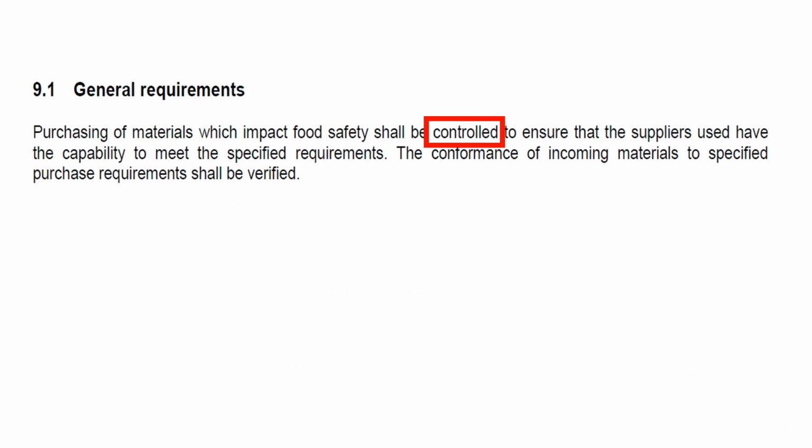That means there are two kinds of documents required. One is monitoring, for example, monitoring of temperature, and then verification. That means verification of the monitoring that you are doing. So it's a second check. Usually control or monitoring is done by the QC department, and then verification usually by the QA person. And against what? It is against specified requirements. It can be anything, so I will describe it in the later clauses.